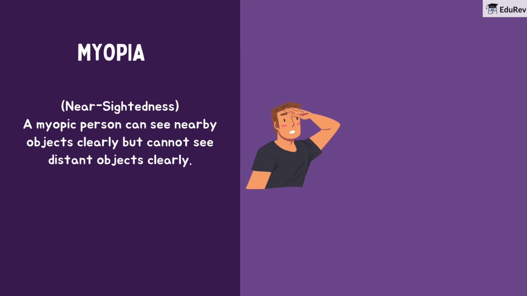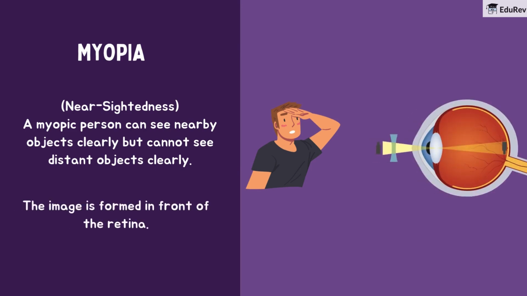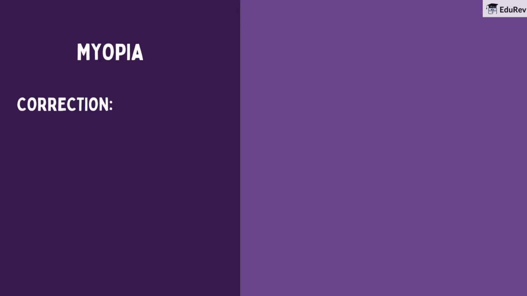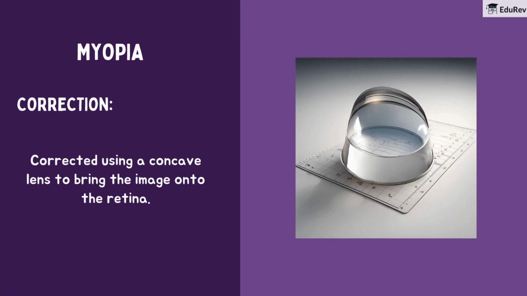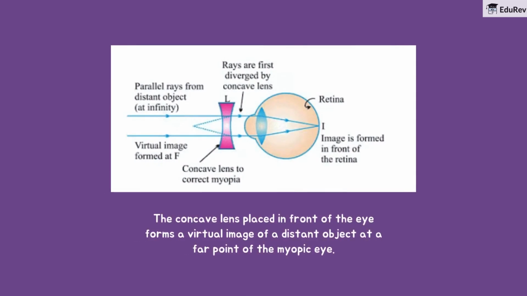Myopia, nearsightedness. A myopic person can see nearby objects clearly but cannot see distant objects clearly. The image is formed in front of the retina. Myopia correction. Corrected using a concave lens to bring the image onto the retina. The concave lens placed in front of the eye forms a virtual image of a distant object at the far point of the myopic eye.